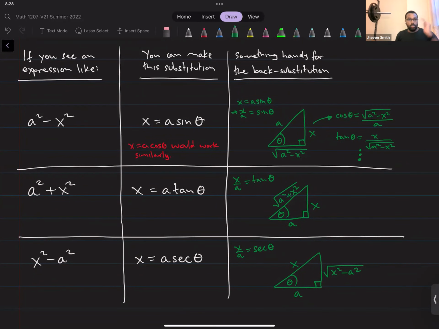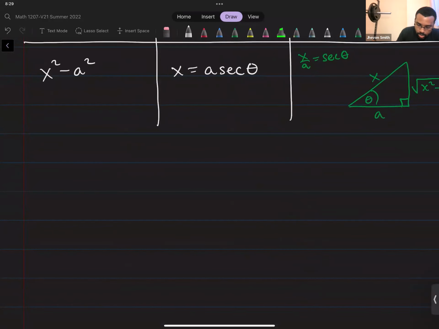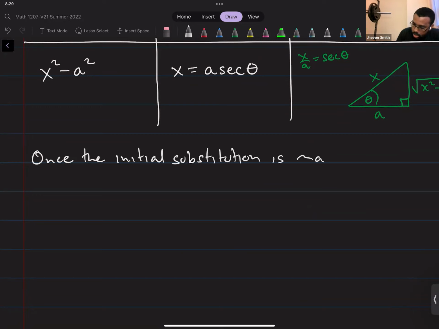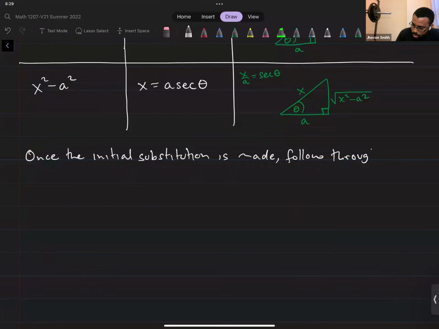And this is literally the backbone behind trig substitution. If you see expressions like those on the left, you can make a substitution like the middle column. Beyond this, it's just regular substitution. You have x equals something, you find dx in terms of d theta and all that. Everything else is just a regular substitution. It's just that the initial step is going to be this. Once the initial substitution is made, follow through like a regular substitution problem.